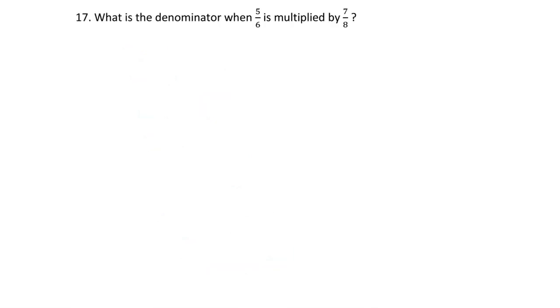Question number 17. What is the denominator when 5 over 6 is multiplied by 7 over 8? Okay, so for this one, let us simply multiply the two values. So we are having 5 over 6 times 7 over 8. Solving this, we are having 35 over 48. Okay, so now from this fraction, the denominator is going to be 48. And this is going to be our answer.